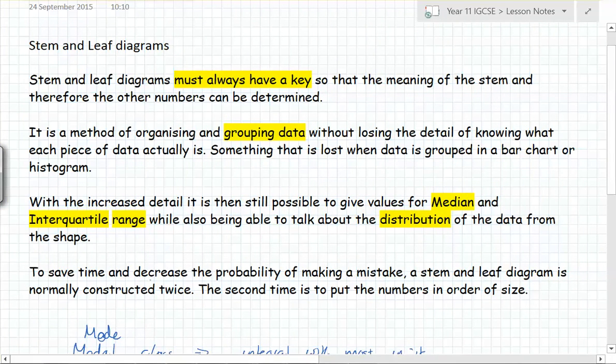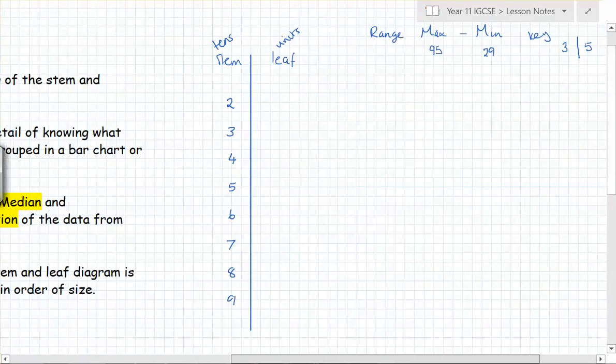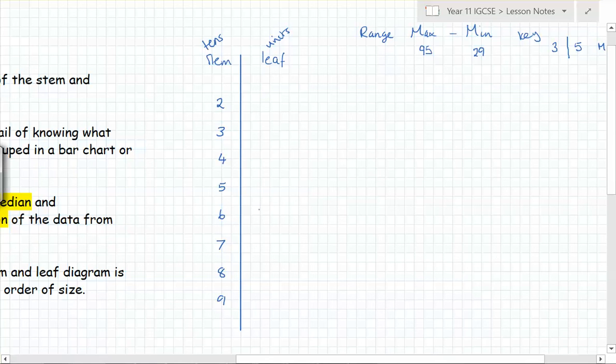Now, the stem and leaf diagram is done twice. Although you might think it wastes time, it definitely decreases the probability of making a mistake. The second time is to put things in order. So now I've determined my stem. All I'm going to do is go through the list and put things in the right way. You're going to go through along the line.